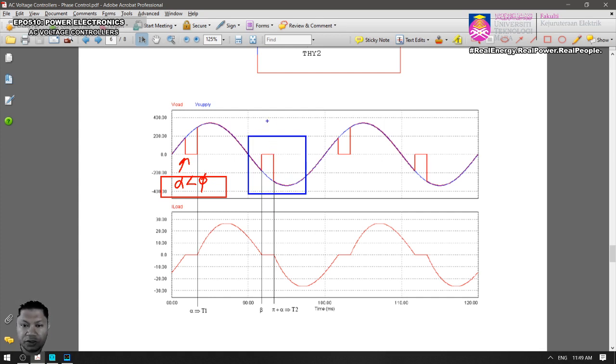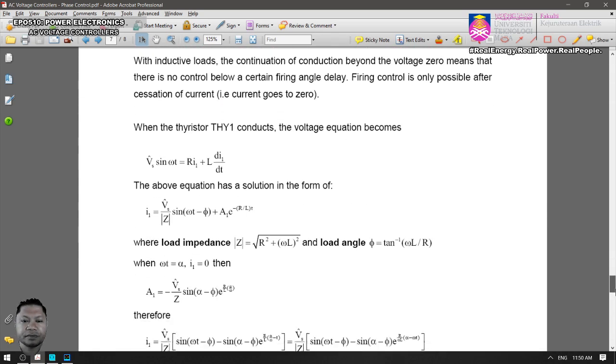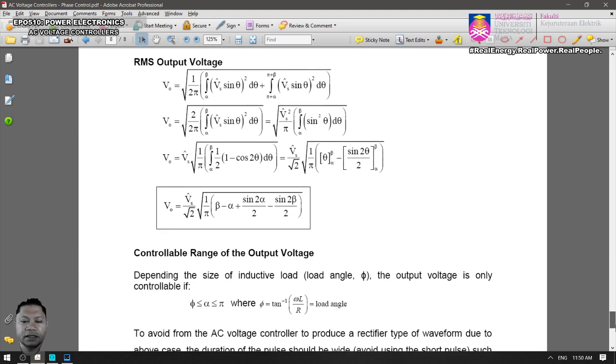Yeah. So you want to trigger thyristor 2, but thyristor 1 is still continuing to function, isn't it? In this case, is it really that T2 can be triggered? Can we trigger thyristor 2 in this case? Let's have a look. That will be on the next slide, I think.